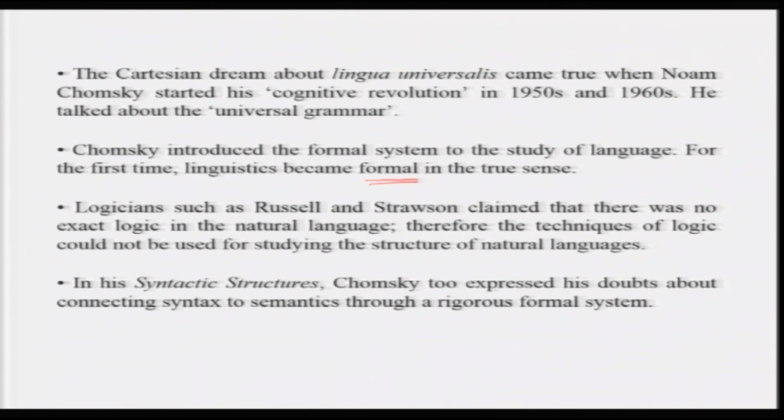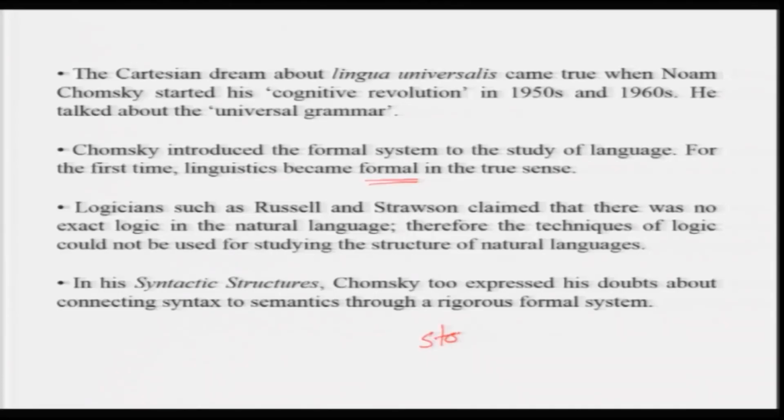Logicians such as Russell and Strawson claimed that there was no exact logic in the natural language. Now we are slowly going towards formal semantics. Now here is a negative point. Although Russell and Strawson, these very great logicians, believed that if you want to do scientific things, you need a flawless, perfect language, natural language, any natural language, is flawed. Why? Because they can be ambiguous.